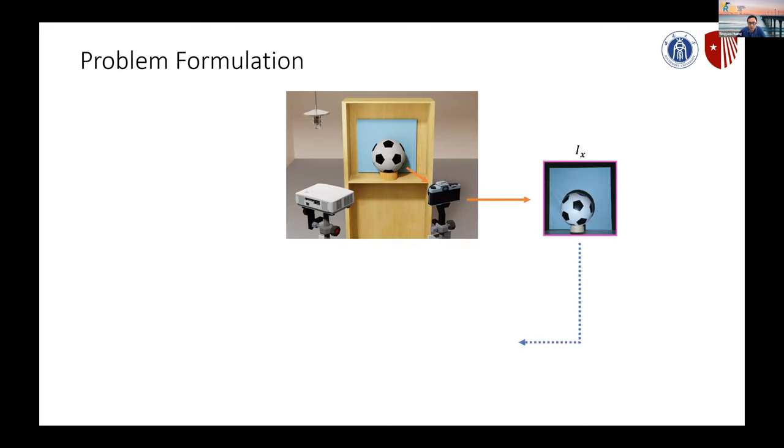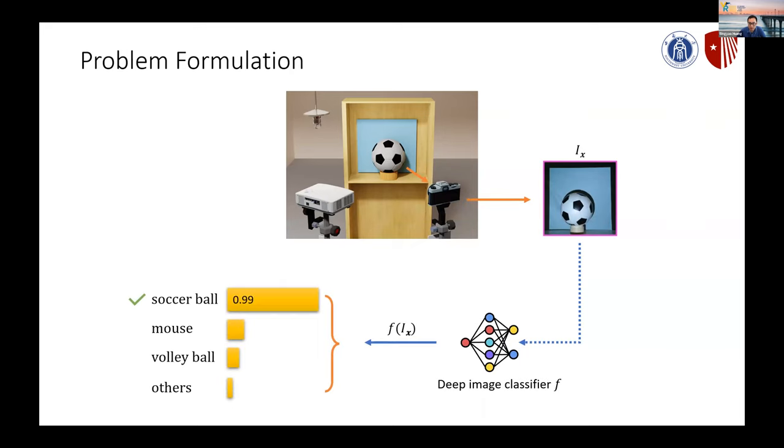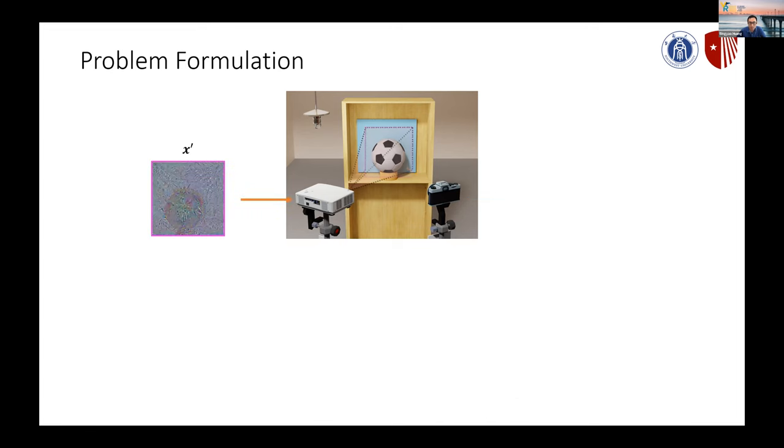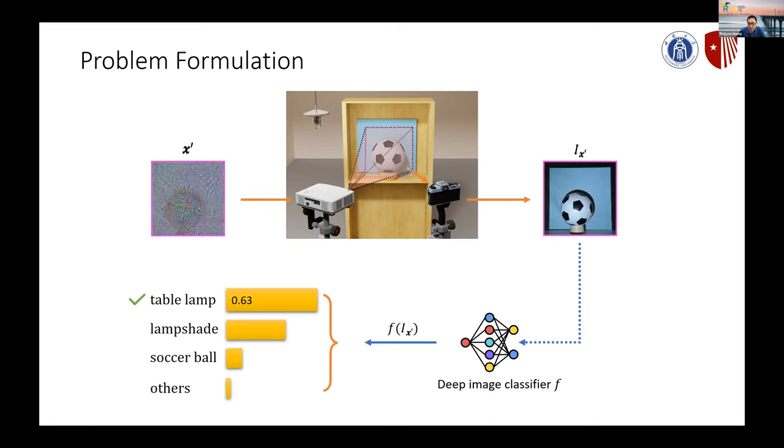As shown in the figure, our scene consists of a projector, a camera, and a soccer ball. Denote the camera-captured scene image as IX. If we input it to a deep image classifier F, the output shows that the label soccer ball has the highest confidence, which is correct. Projector-based adversarial attack aims to project a stealthy pattern X prime to the scene such that the camera-captured scene IX prime is misclassified as a table lamp. Note that the adversarial projection is exaggerated for better visualization.